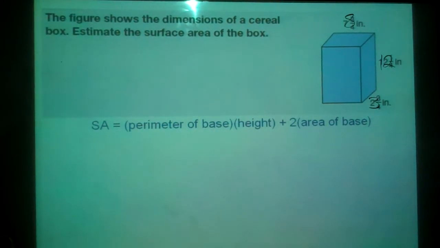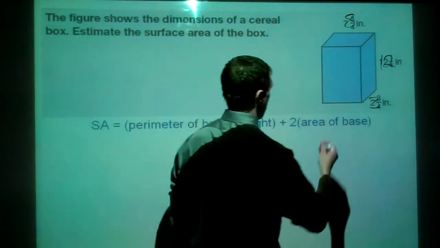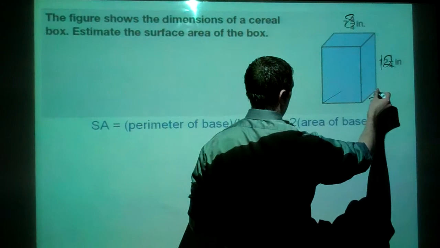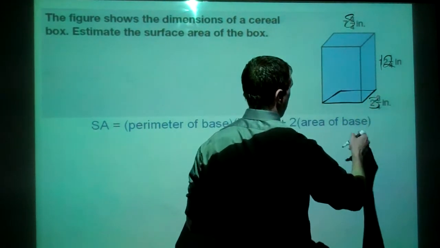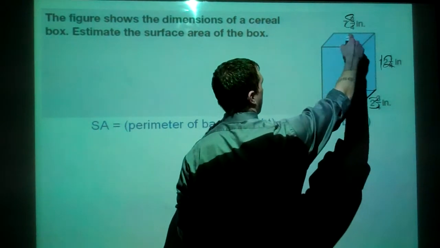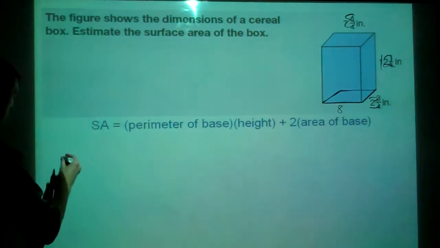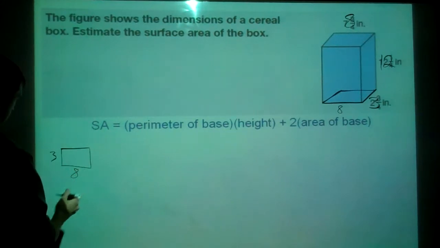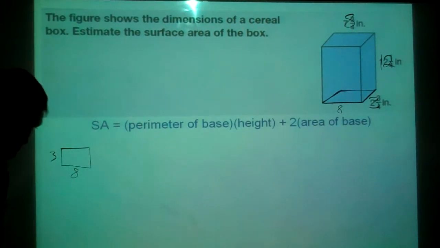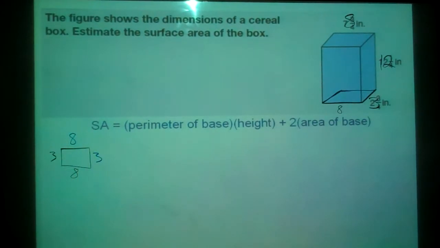Okay, so now the first thing you want to do, always, for surface area, is find your base. And it's going to look something like this. It'll be a rectangle, and it looks like it's going to be a 3 by 8. These are 8s. Okay, so we have a 3 by 8 rectangle. Top view of that is a 3 by 8. Okay. Alright, now perimeter, remember, we add up all the sides.